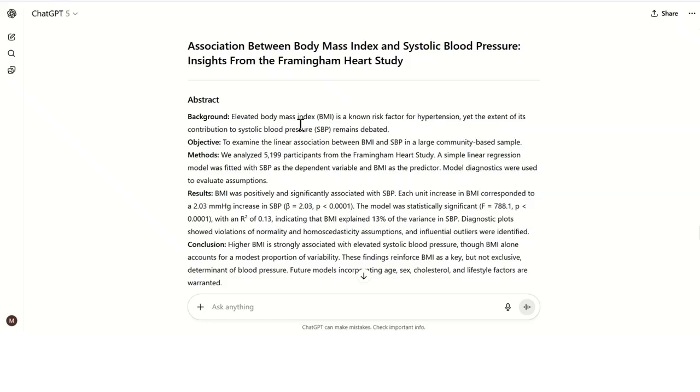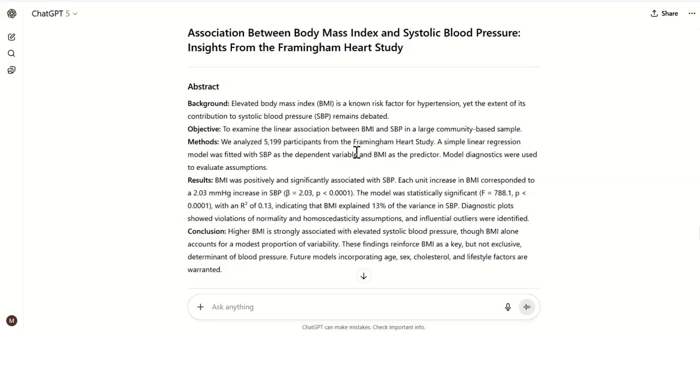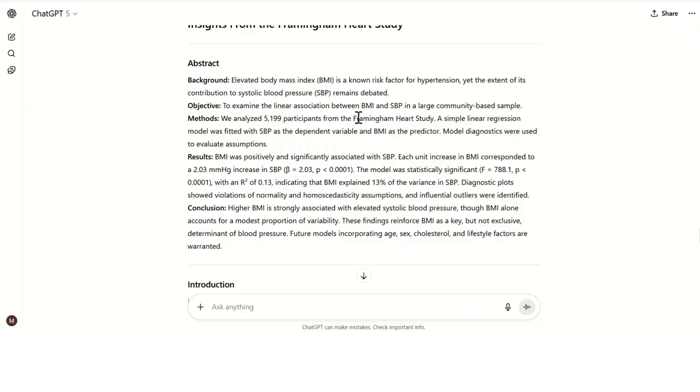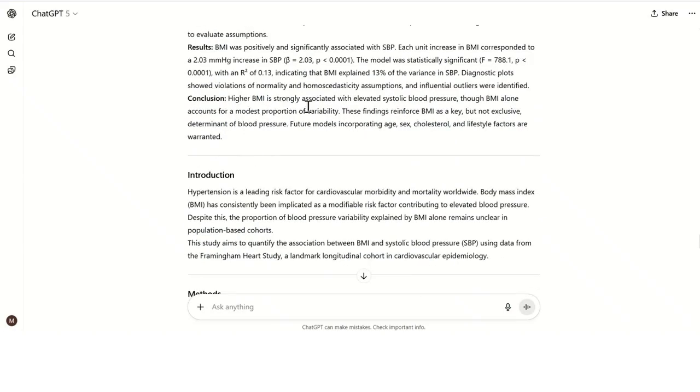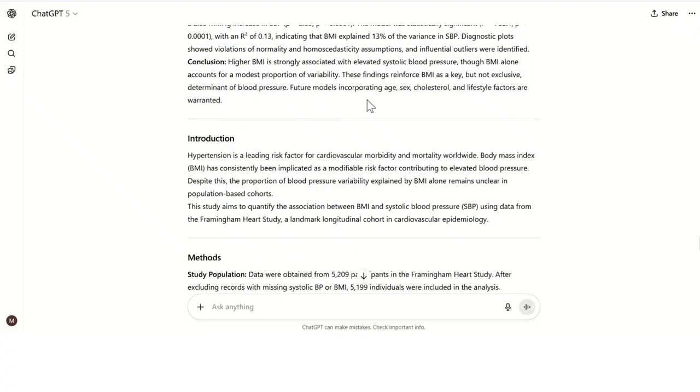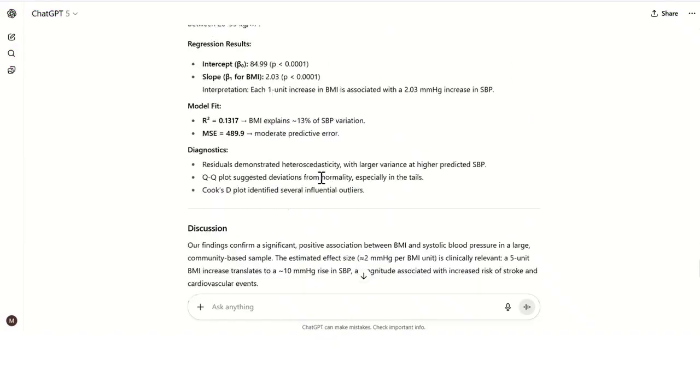Background: elevated BMI is a known risk of hypertension, yet the extent of contribution is unknown. Objective: to examine the linear association between BMI and systolic blood pressure in a large community. Method: we analyzed, and so on. Results: the BMI was positively associated with systolic blood pressure. Conclusion: higher BMI is strongly associated with systolic blood pressure, though BMI alone accounts for a modest proportion of variability. These findings reinforce BMI as a key but not exclusive determinant of blood pressure. Future models will be required.